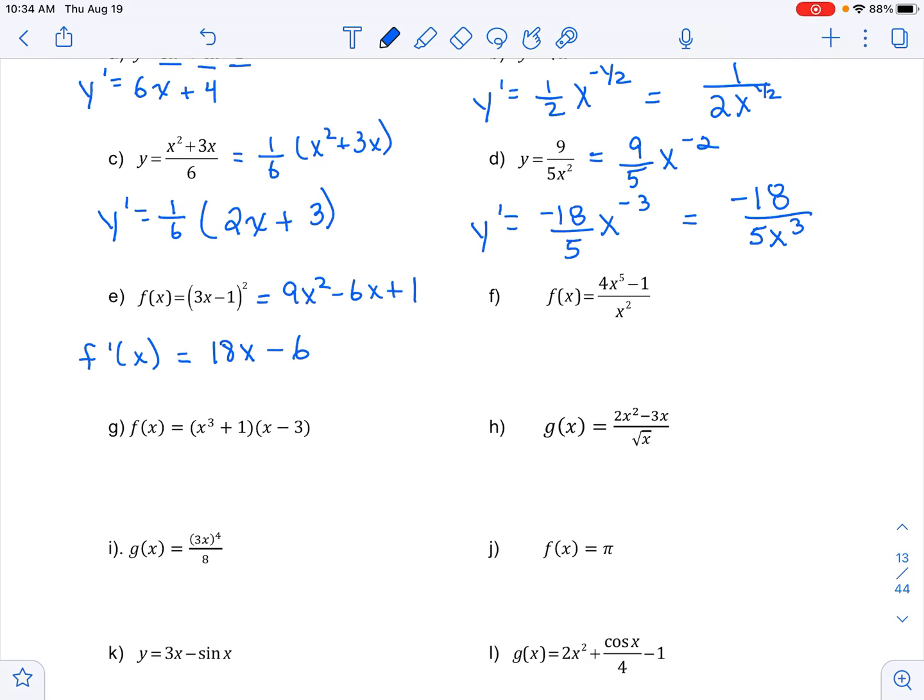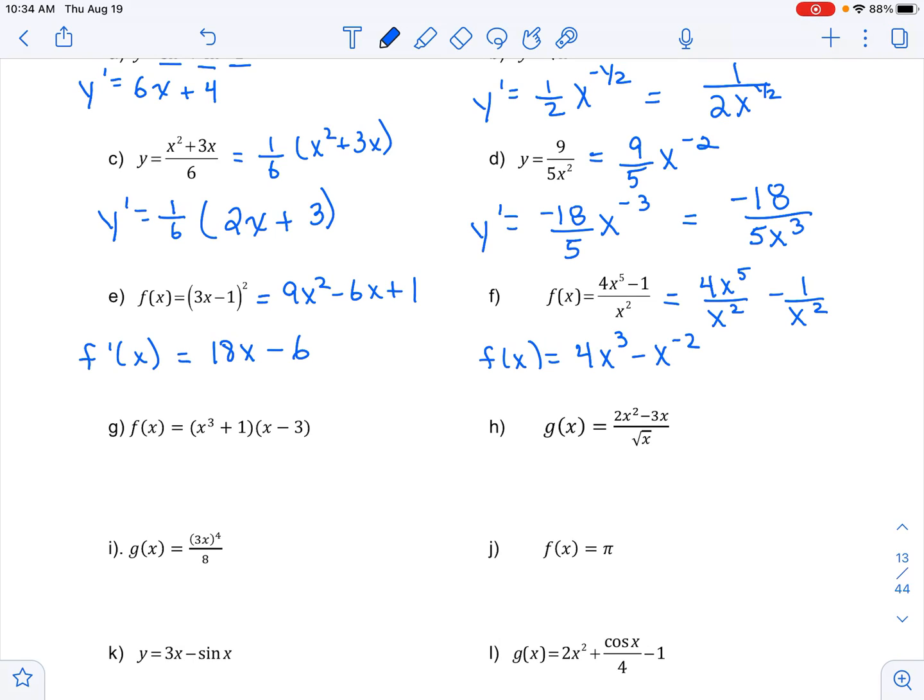The next one is a quotient. You cannot take the derivative of the top and the bottom separately and just divide. There is actually a different quotient rule that we're going to learn later. But for right now, what we're going to do is rewrite this. So think of this like this. This is the same as this, right? We can take each term on the top and divide both of them by x squared, which really means that the first term is 4x cubed, and I need to rewrite the second one as x to the negative 2 so I can use my power rule.